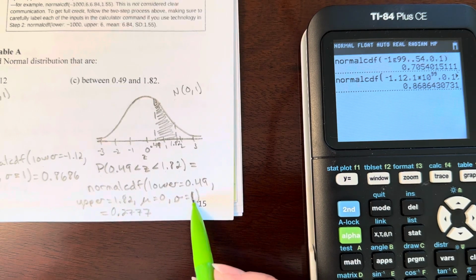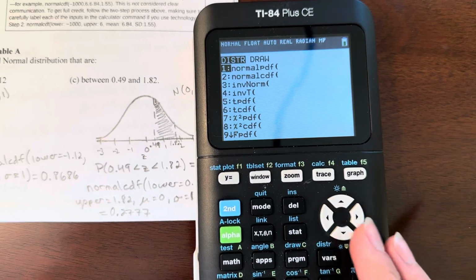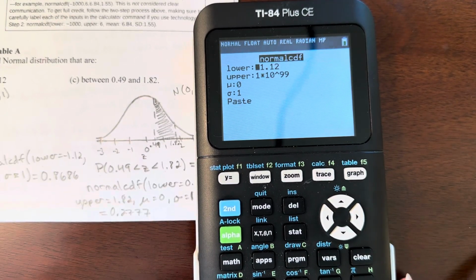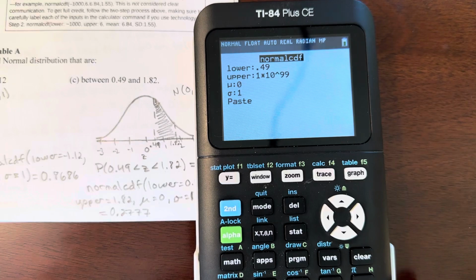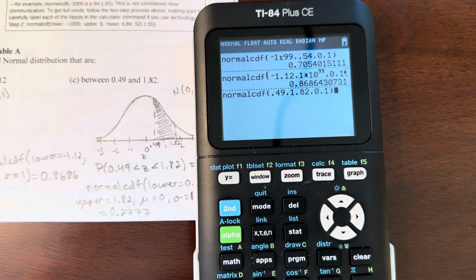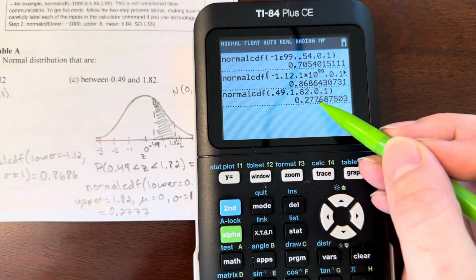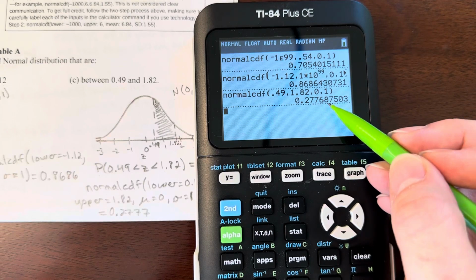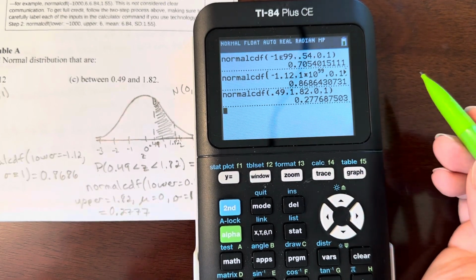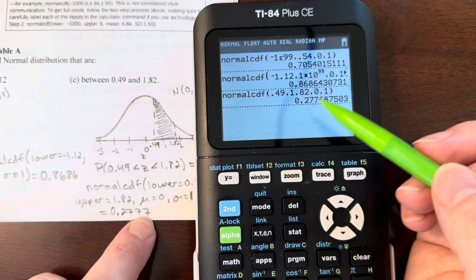My mean is still 0, standard deviation is 1. If I go back to normal CDF, so second vars to get to distribution, normal CDF, 0.49, 1.82, mean 0, standard deviation 1, paste, hit enter. We get about 0.277. Now after this 6 is an 8, which is why I rounded the 6 up to a 7. So I have 0.2777.